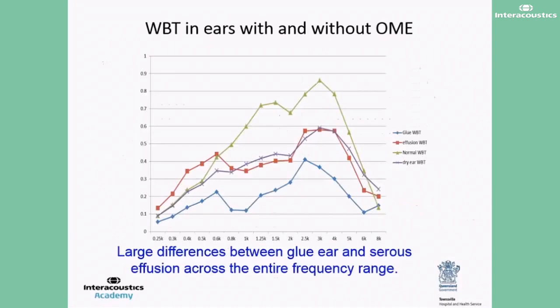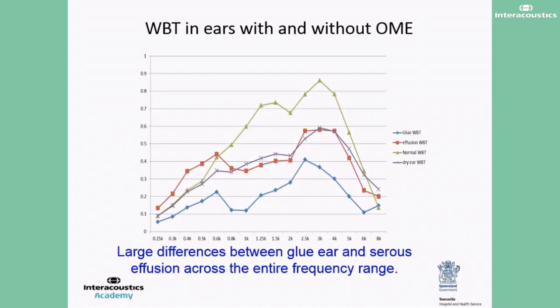Now, interestingly, when wideband tympanometry is compared in ears with and without effusion, there was a large difference between ears with glue and serous effusion across the entire frequency range. The absorbance was significantly lower across all the frequencies in the ears with glue compared to the ears with serous effusion. So we can see that the absorbance was significantly reduced in the ears with glue compared to the ears with serous effusion. So viscosity did make a difference in terms of the absorbance.